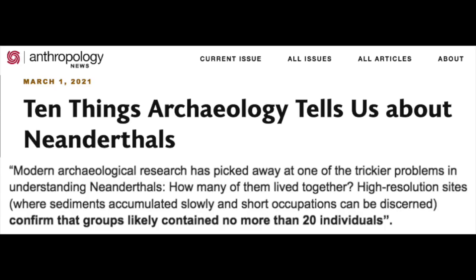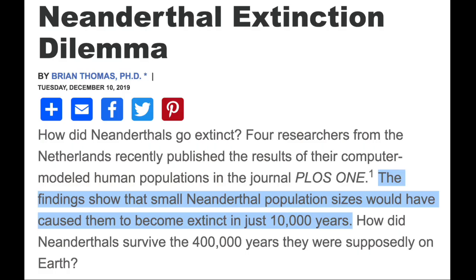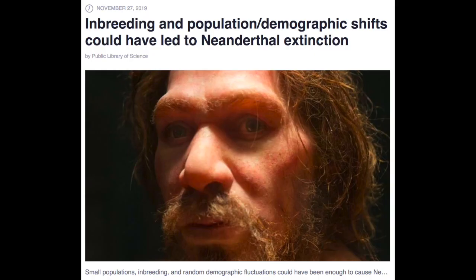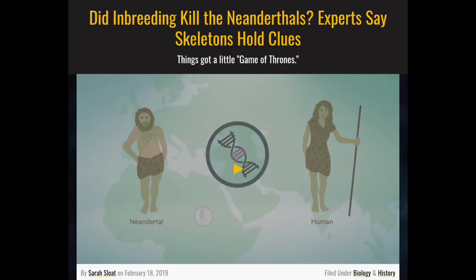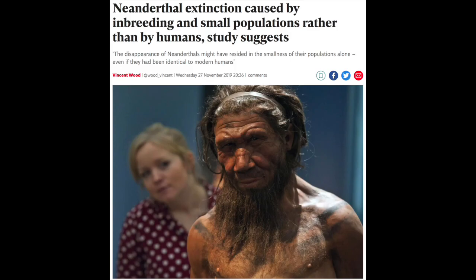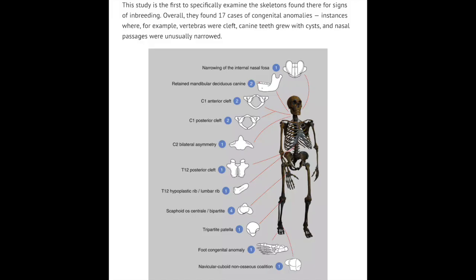Well, that question has been asked, and a new study has found that there is no possible way that Neanderthals could have existed for even over 10,000 years. So much for 400,000 years, huh? Everything they thought is literally crumbling and falling in between their fingers. And they still can't see the obvious.